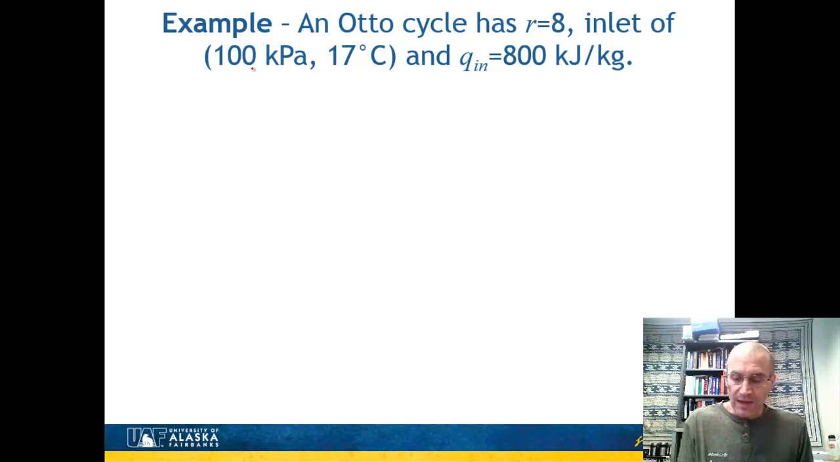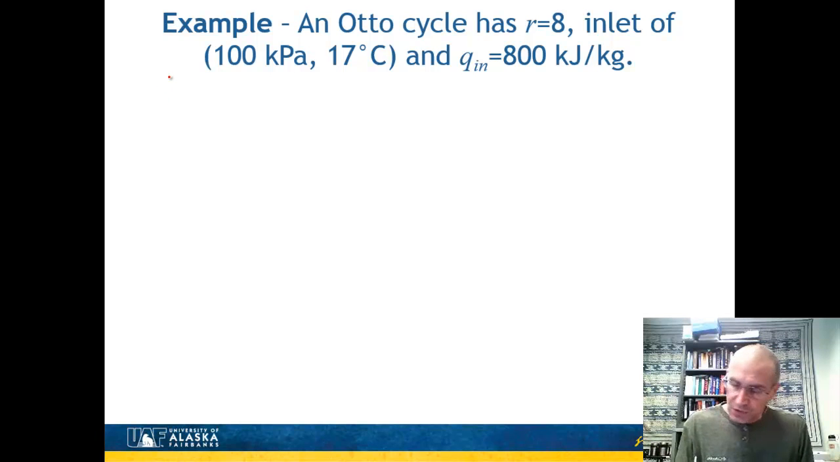We're told what the inlet conditions are. So this is the air that goes into the engine. It's 100 kPa atmospheric pressure and 17 degrees Celsius. The other thing we're told is the amount of heat that is added. And so we're told on a per mass basis, 800 kilojoules per kilogram. And what we're going to do is solve for all 4 states, know all the conditions, and then we'll determine what the thermal efficiency is.